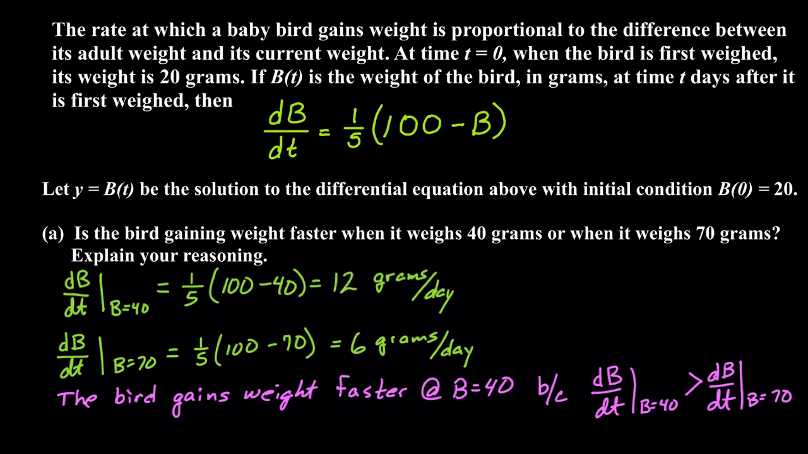All right, so welcome back, and you can see here that dB/dt is the rate at which the bird is gaining weight. So at 40, it is gaining weight at 12 grams per day. At 70, it's gaining weight at 6 grams per day. Therefore, the bird gains weight faster at b equals 40 because, and this is your notation for because, dB/dt evaluated when b is 40 is greater than dB/dt evaluated when b is 70.